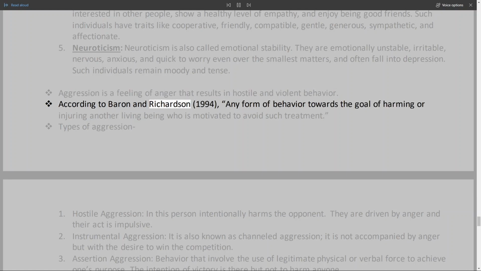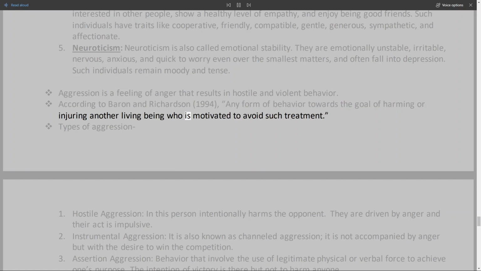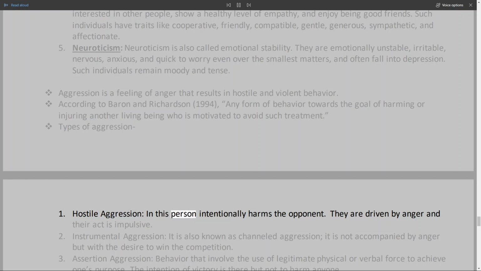According to Barron and Richardson, 1994, aggression is any form of behavior toward the goal of harming or injuring another living being who is motivated to avoid such treatment. Types of aggression. 1. Hostile aggression. In this, a person intentionally harms the opponent. They are driven by anger and their act is impulsive.